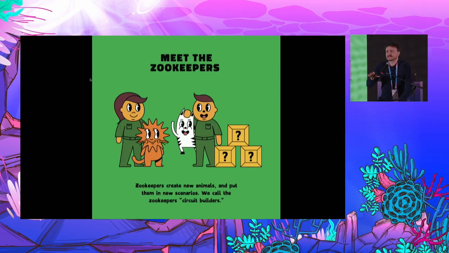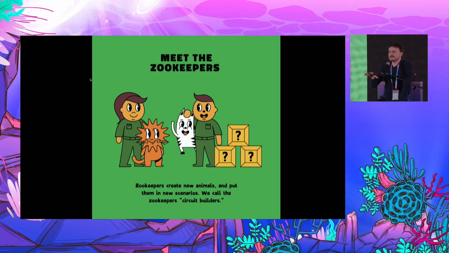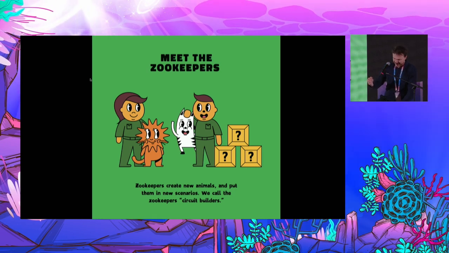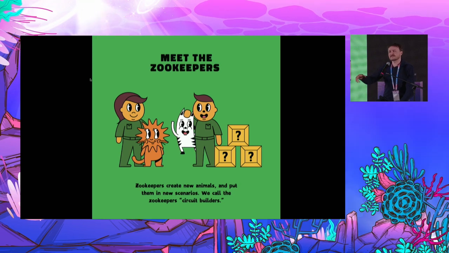So now that we know the basics, let's talk a little bit about how these circuits are created. So you can imagine that there are zookeepers. So zookeepers, they create new animals. Let's not get into details how they do that. Let's say they just create new animals. And they create the scenarios. They figure out, okay, these animals with these boxes. Now, we call these zookeepers circuit builders or crypto people.